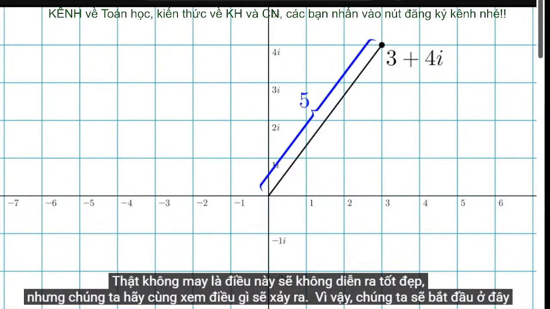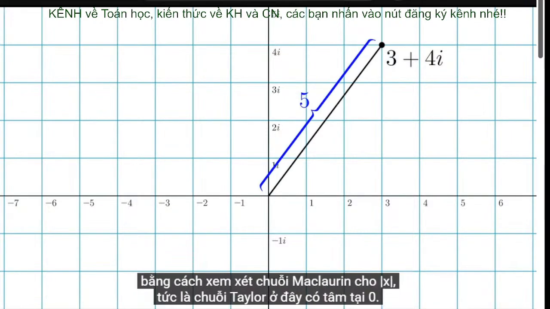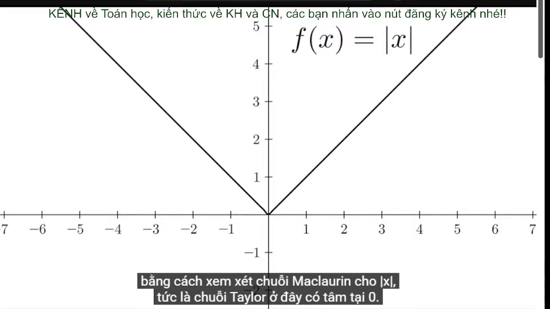Unfortunately, this is not going to go so well. But let's see what happens. So we'll start here by looking at the Maclaurin series for absolute value of x. That is, the Taylor series here centered at 0.